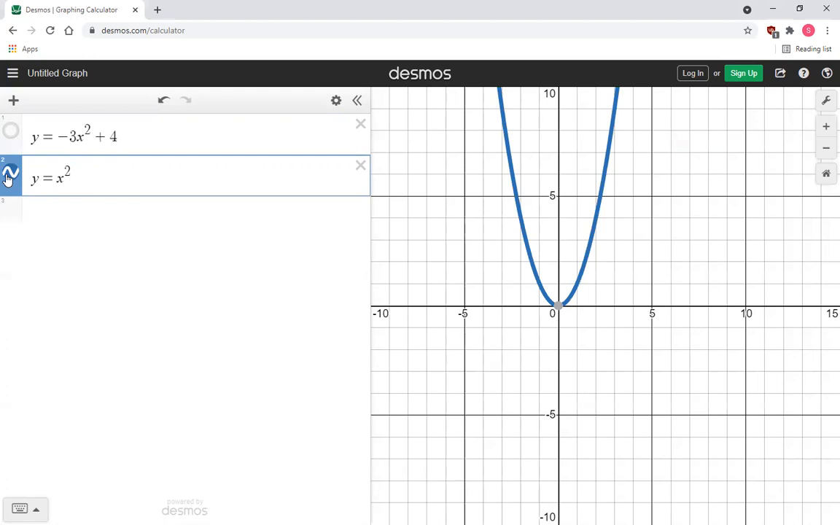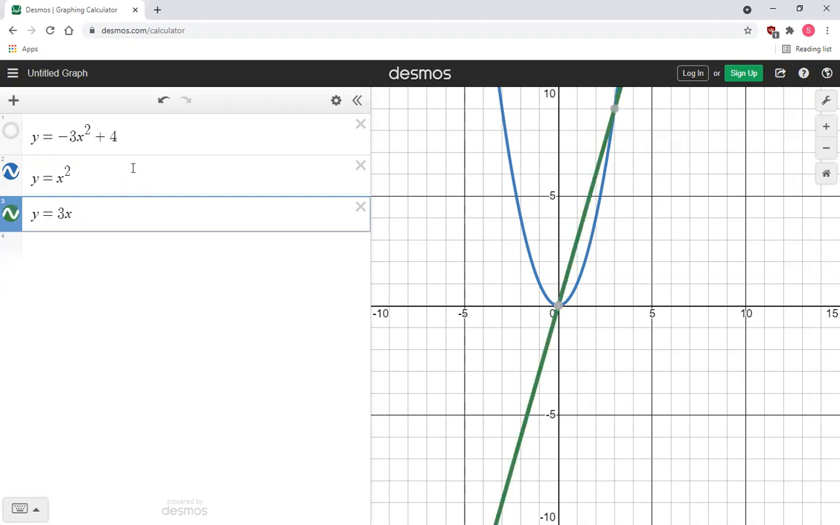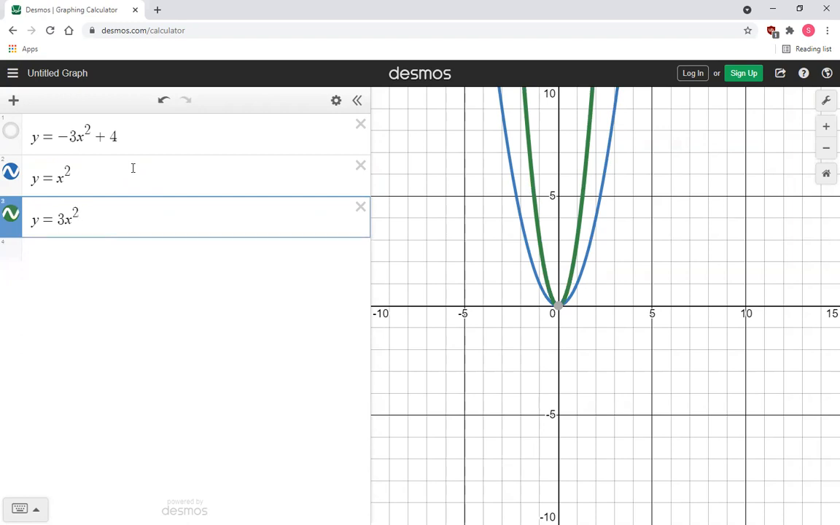We are then going to multiply it by 3. So I'm going to come into a new one here, multiply it by 3. That should give us a vertical stretch. So where y was previously equal to 1, it'll now be equal to 3. So y equal to 3x squared. And we see that where y was equal to 1, it's now equal to 3.